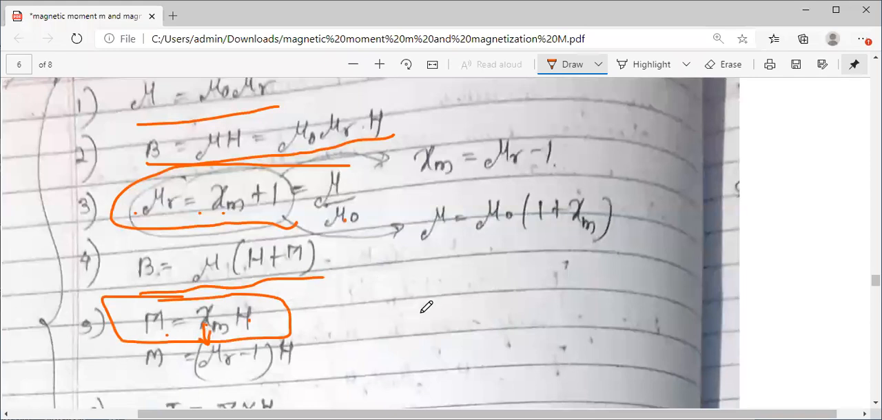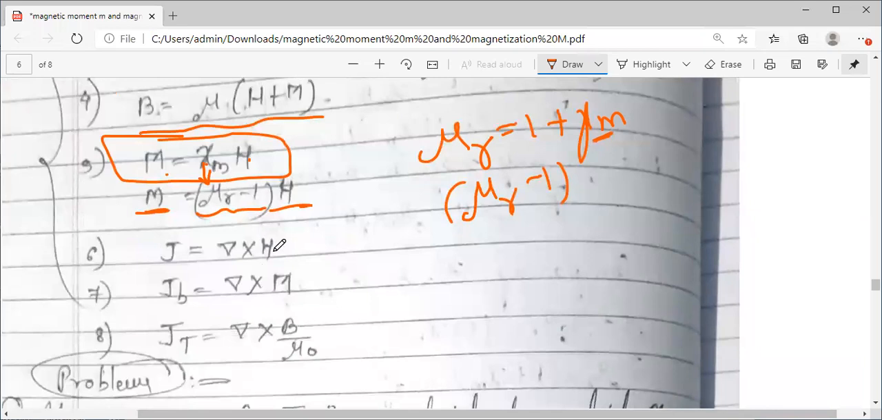And chi value I have written here as mu r minus 1. How have I written that? Because mu r is equal to 1 plus chi m, so chi m is equal to mu r minus 1. So I've substituted that here. Capital M will be mu r minus 1 into H. And talking about the curl concept, H is replaced with M. And H can also be written as B by mu naught. You know this already. Hope these concepts of magnetic dipole moment, magnetization, and susceptibility, that is small m, capital M, and susceptibility chi, are understood by you.